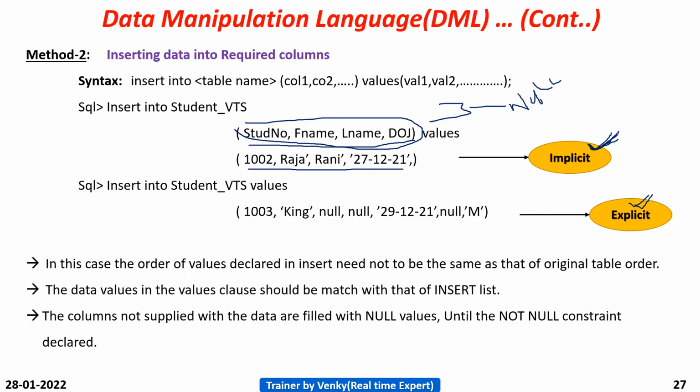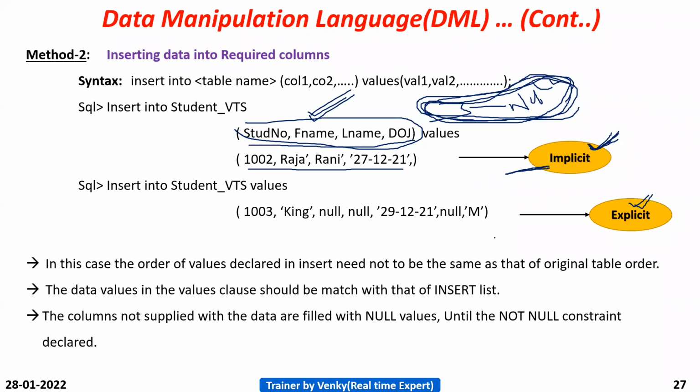What is implicit null, guys? We don't specify the column and values. Implicit null is nothing but if you ignore the columns or omit the columns, Oracle server automatically inserts the null values into the remaining columns. Whatever you ignore, those columns, Oracle server automatically inserts the null values. That is called implicit null.